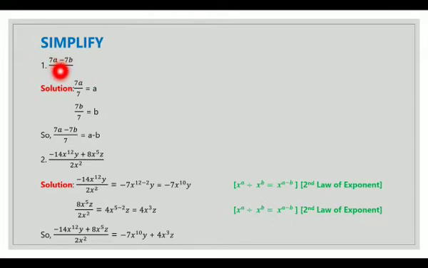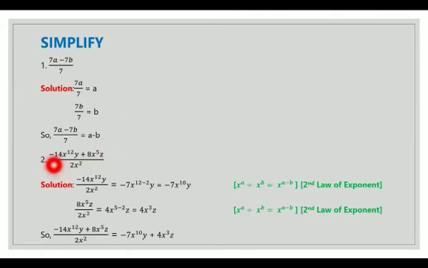Simplify 7a minus 7b upon 7. So again I have to split this 7 to both parts, that is 7a upon 7 and 7b upon 7. So 7 gets cancelled and we are left with a. Similarly here 7 gets cancelled and we are left with b. So 7a minus 7b upon 7 equals the first part answer a, the middle sign is minus, and the second part answer b. So the answer comes to be a minus b.